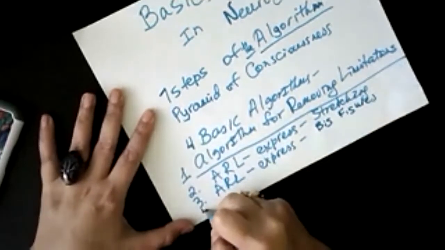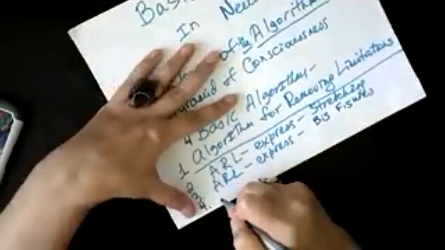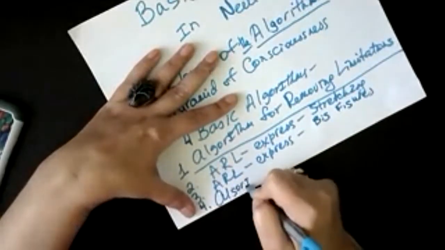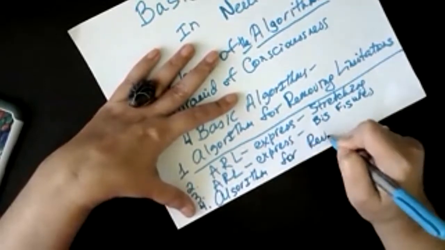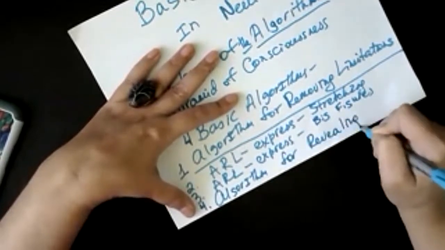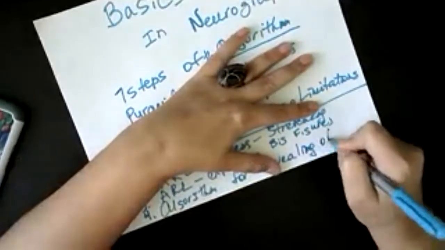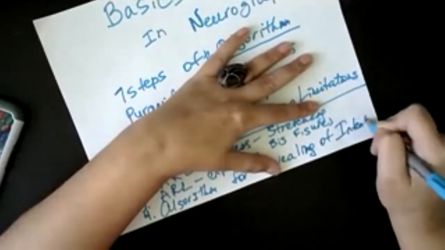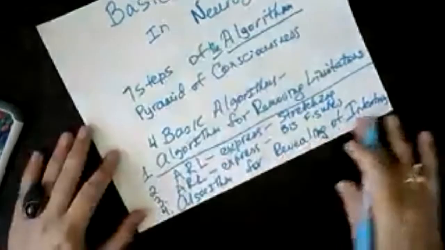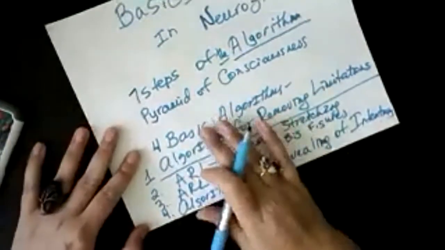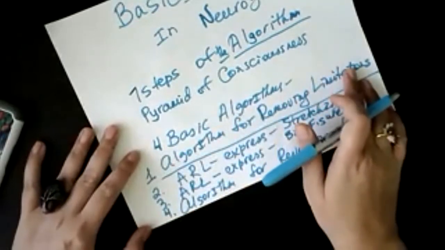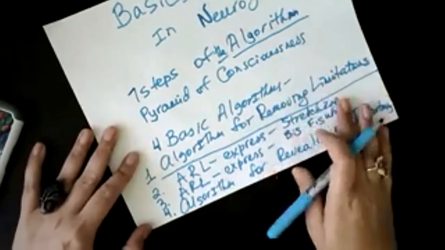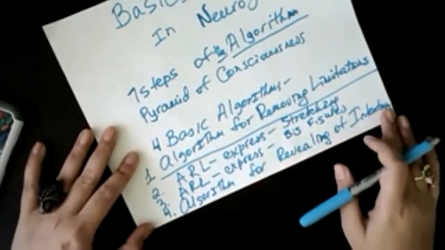Okay, and then there is a fourth. The fourth one is called the algorithm for revealing of intentions, okay? What is revealing of intentions? Remember how I said that if you have a goal, you just want to draw to get to your goal. You want to remove the limitation to get to your goal. So what is the revealing of intention?